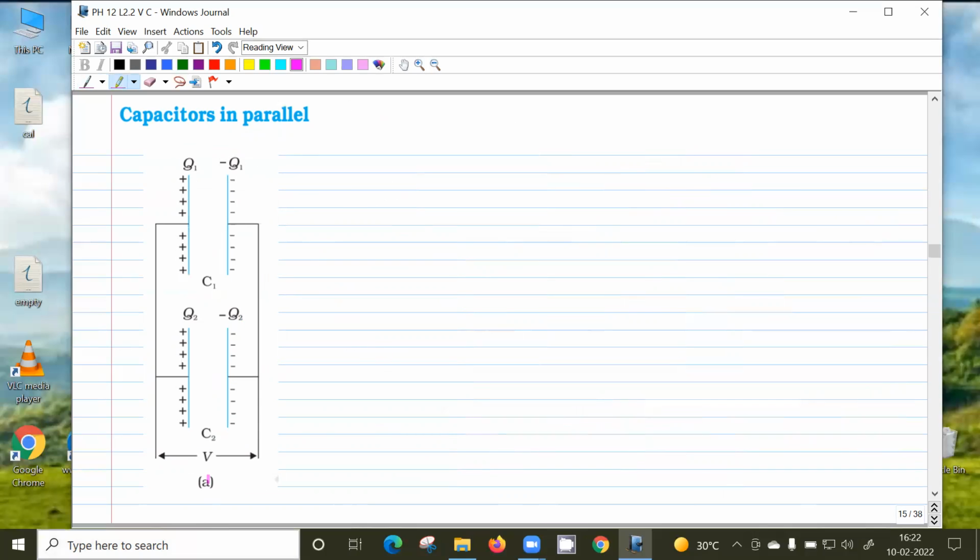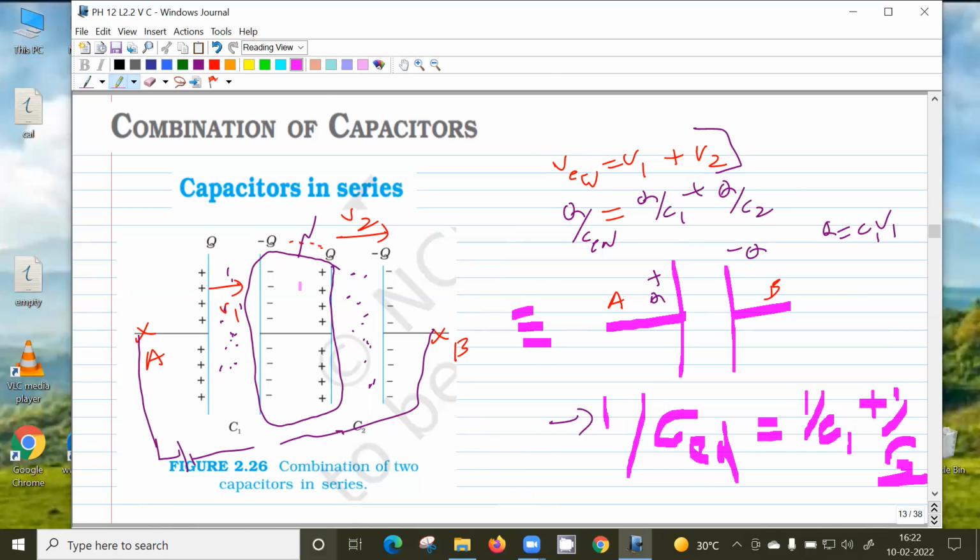Positive plate to another positive, because the potential difference between these two is the same as the potential difference between these two. Both are the same potential V. But here, the potential difference between these two and the potential difference between these two need not be the same. Whatever is the total potential of this battery will get divided between these two, but it need not be equal.